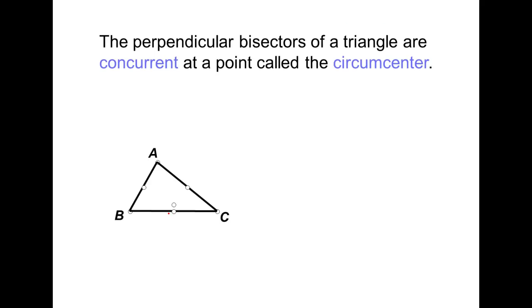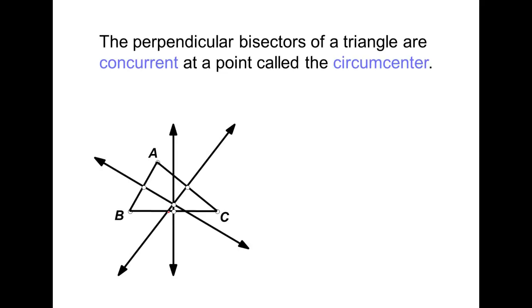The perpendicular bisectors of a triangle are concurrent. So we have three of these, and they all intersect in one point, and that point of concurrency is called the circumcenter. So this is the first of what we will learn of four centers of triangles, the circumcenter, point F.